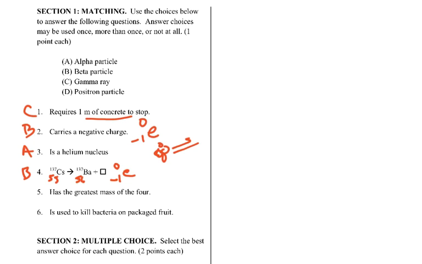Has the greatest mass of the four. Okay, alpha particles, since they're 2 protons, 2 neutrons, they're about 7,200 times heavier than a beta, and we know that gammas have no mass. So it has the greatest mass of the four, that's alpha. And is used to kill bacteria on packaged fruit. Okay, that is just looking at the uses of radioactivity. They can jam gamma rays through packaged things and kill the bacteria and therefore increase the shelf life of certain things.